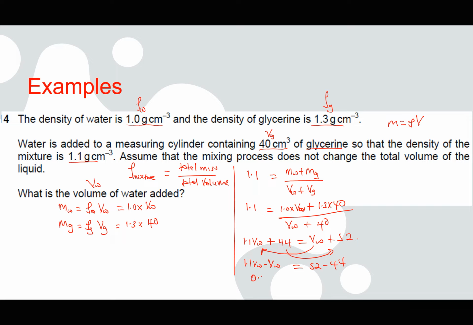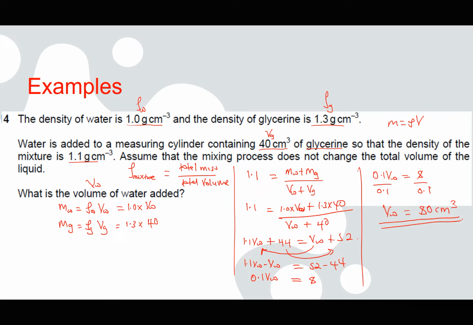I think this gives us 0.1 of VW, and the other side it gives us, I think this is 8. 52 minus 45, I think that is 8. So it means 0.1 VW is equal to 8. So I divide by 0.1 by 0.1, which means VW is going to be 80 centimeters cubed. So it means the volume of water added is 80 centimeters cubed.